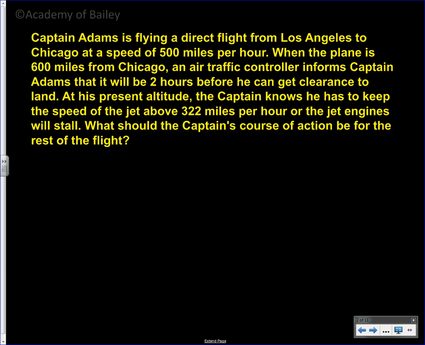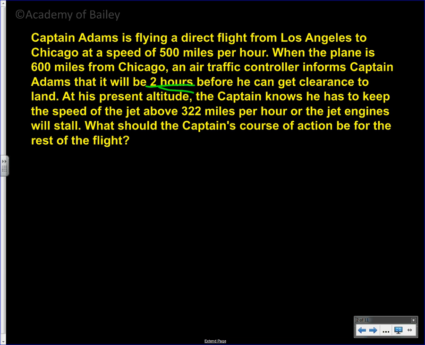All right, if you look here, Captain Adams, he's flying straight through from Los Angeles to Chicago. But when he gets over near Chicago, there's something going on that he can't just land the plane. Like maybe there's some other planes on the runway. Maybe there's some rain or some snow that caused some delays, and now there are planes on the runway. So he's got to do something, possibly, before he can land. So he has 2 hours before he can get clearance to land.